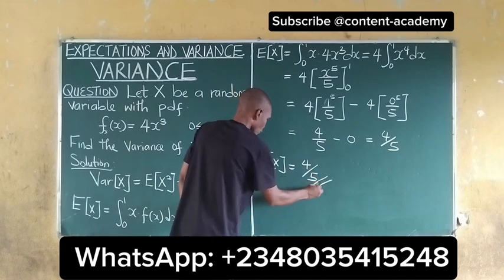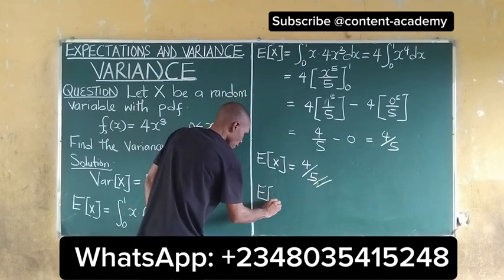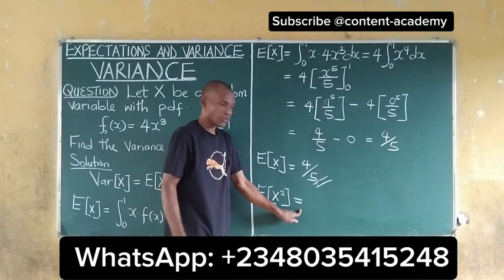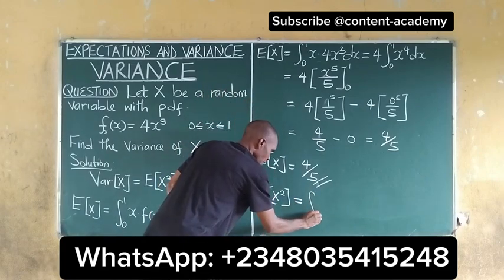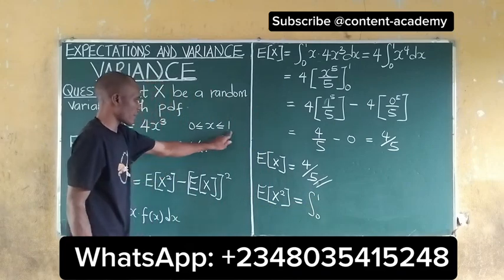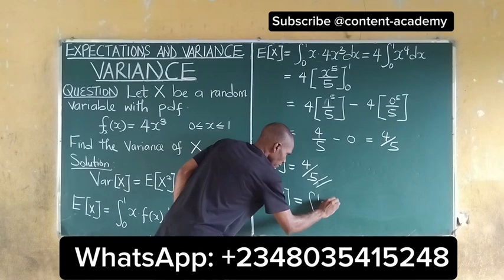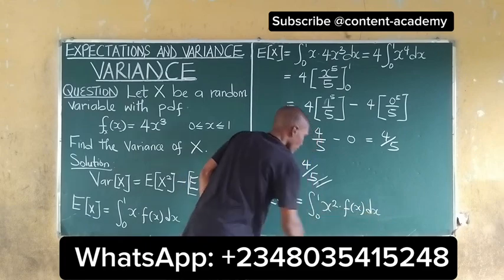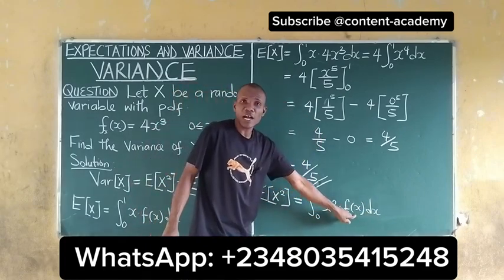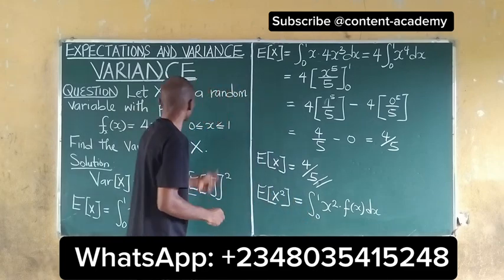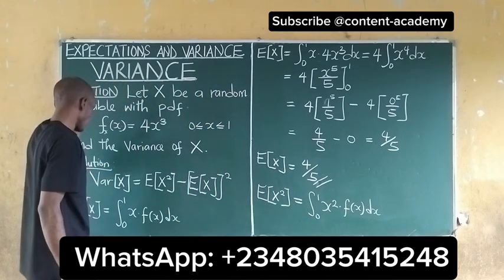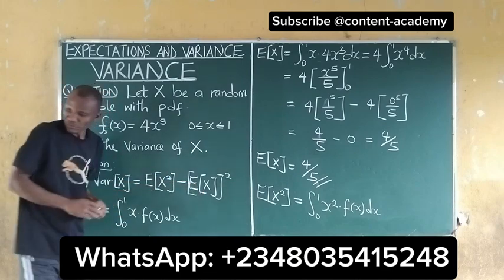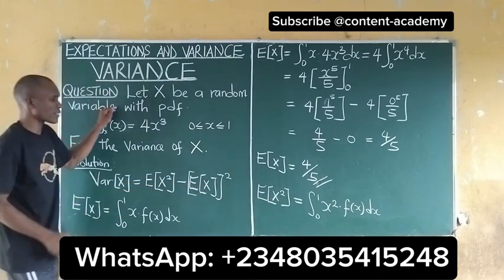The next thing for me to do is to look for the expected value of x squared. And the expected value of x squared can be written as the integral from 0 to 1, x squared multiplied by f of x, then dx. This f of x is our PDF. So we move over to this other side to write it. We are asked to look for our variance.